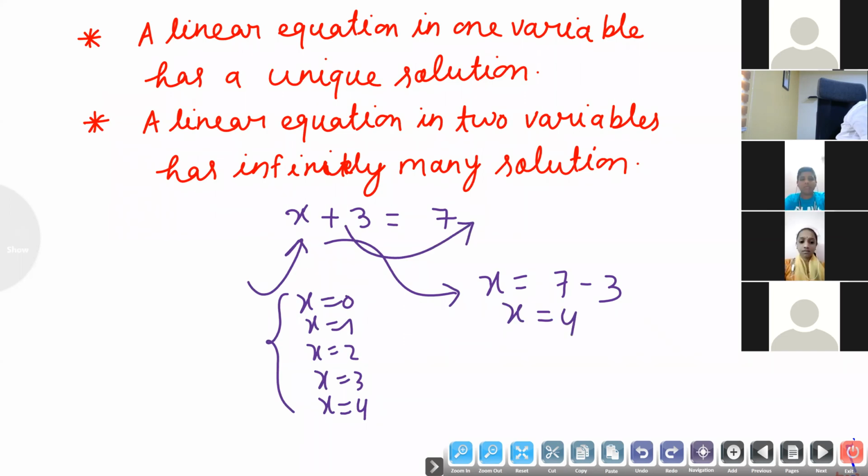Now you are observing, students, this is a linear equation in one variable. It has only one solution. Always keep in mind, students, if they have given a linear equation in one variable, how many solutions will there be? More than one, infinitely many, or exactly one?